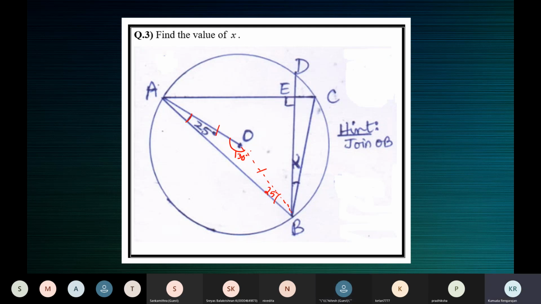So what is the measure of ACB, Hitesh? 65, ma'am. It will be half of the central angle. 65 degrees. Now, do you think we have come close to finding the value of x? Look at the information you have. Tell me the value of x.